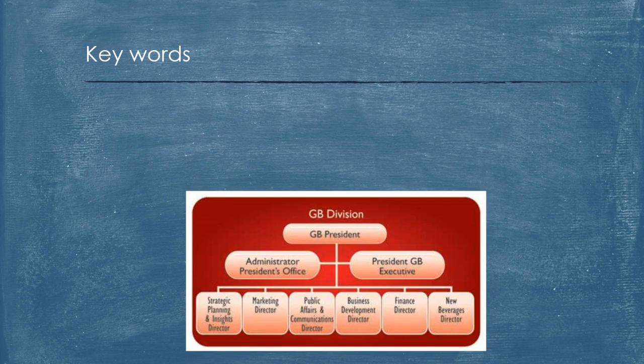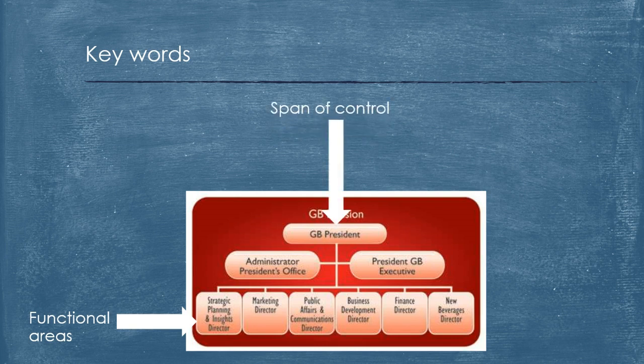We need to go through some basic keywords of what each bit does. So I'm going to explain this chart. This is part of Coke, but I'll just explain what the bits are. At the bottom, you can see the different functional areas. So that's like strategic planning, marketing, public affairs, business development, finance, and also the different parts. At the top, you see the GB president. The span of control is actually really the bits underneath him.